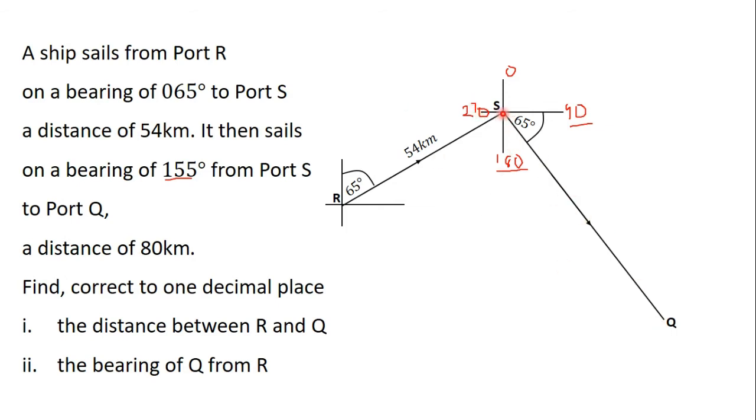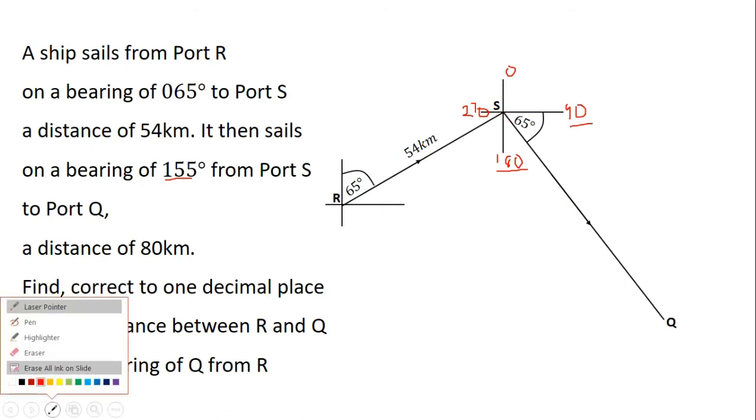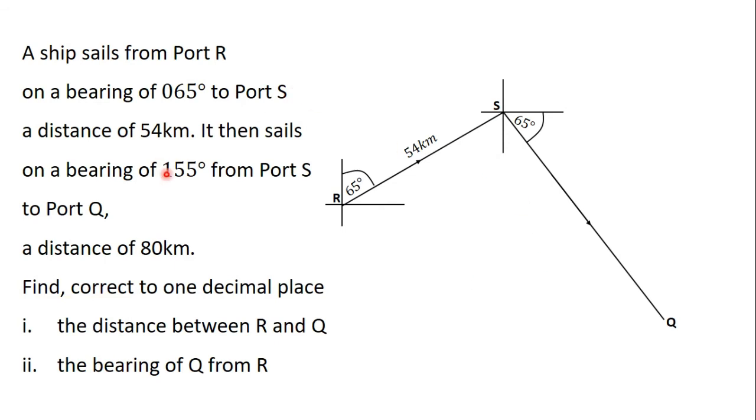The starting point is S and the ending point is Q. Now you see where the arrow is moving towards, showing that it started from S to Q. So in the first part of the journey, it started from R to S. Then the second part of the journey, it started from S to Q. So you have been able to illustrate this information on the diagram. It says that from Port S to Port Q is a distance of 80 kilometers.